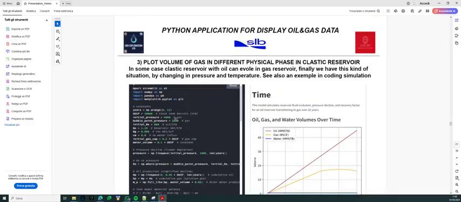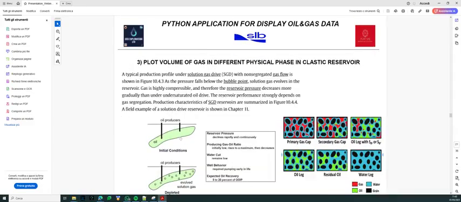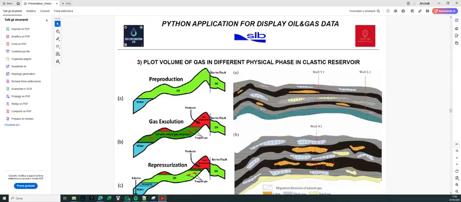Here is the code example, really an example code. This model simulates reservoir fluid evolution under pressure decline. So in this case we have a pressure decline. It is not referred to the first case; it is more complex, because in this case we need the repressurization.